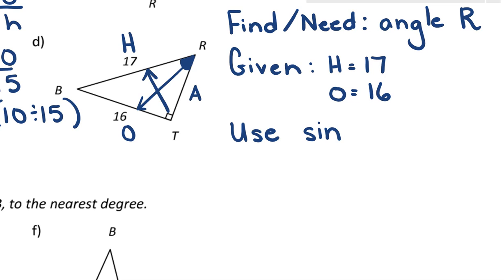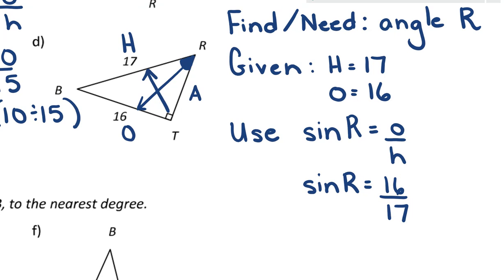Because I need an angle beside cos, sine, or tan. R. R, capital R, right? Because that's an angle. Keep going, Anthony. What is the ratio for sine? O over H. Keep going. Which would also be 16 over 17. Do you guys agree that the opposite is 16 and the hypotenuse is 17?